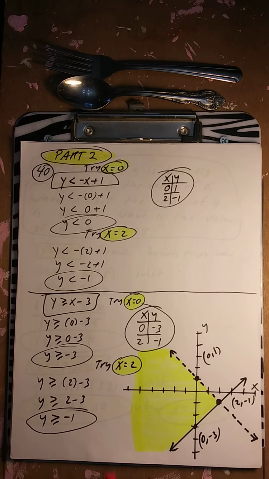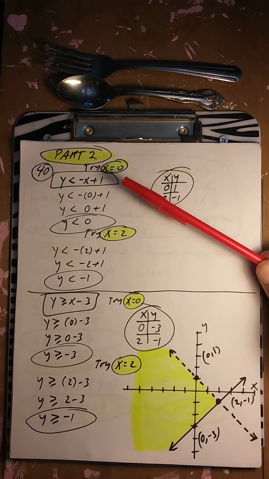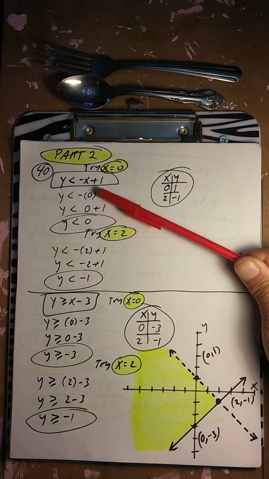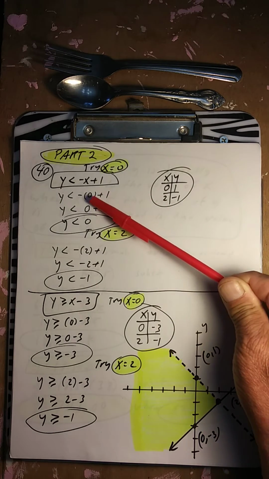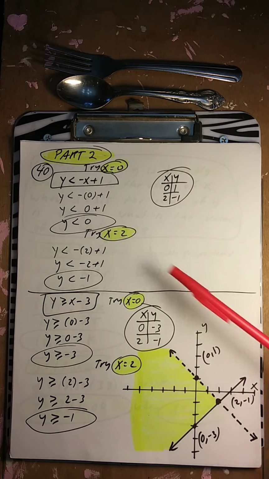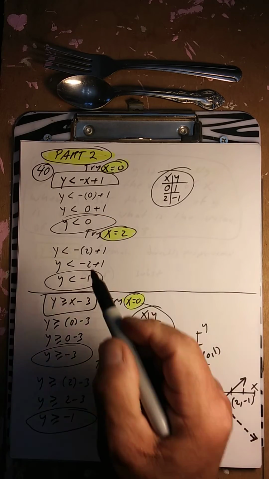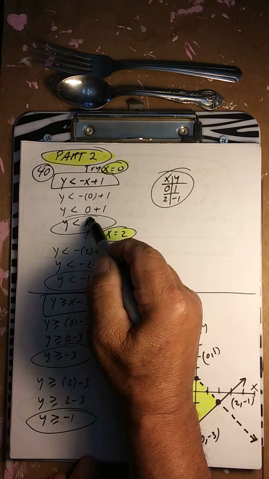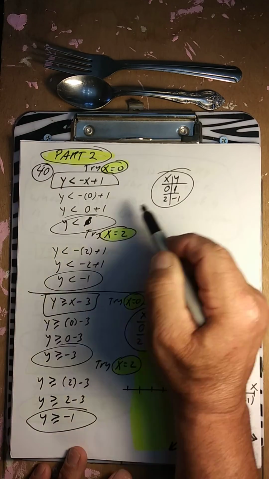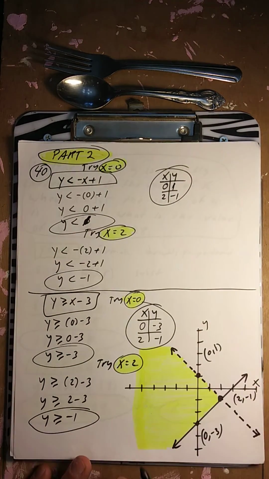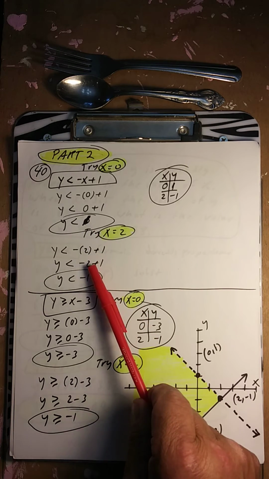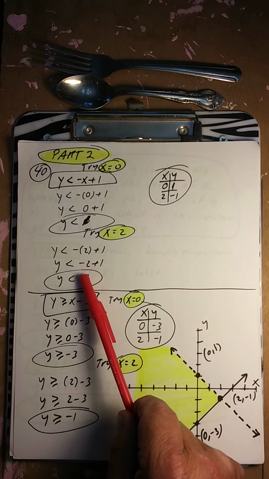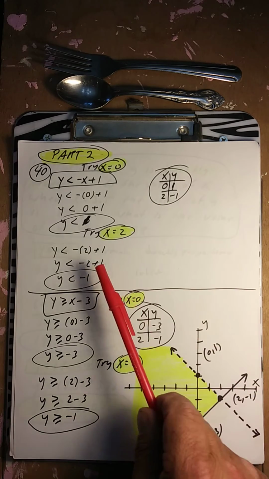We have y is less than negative x plus 1. Try 0 in there. Negative 0 plus 1 is going to give you a 1. Fix it. It's going to be a 1. There it is. Alright, now we got that. So now, try 2 in there. It's going to be negative 2 plus 1. It's going to be negative 1. That's right. So these are correct now.